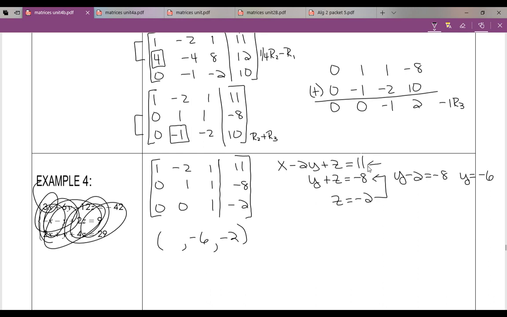And then I'm going to go into the top equation. That would be x plus 12. Negative 2 times negative 6 is positive 12. Minus 2 equals 11. So x ends up being positive 1 when it's all said and done. Positive 1, negative 6, negative 2. And that would be my ordered triple.